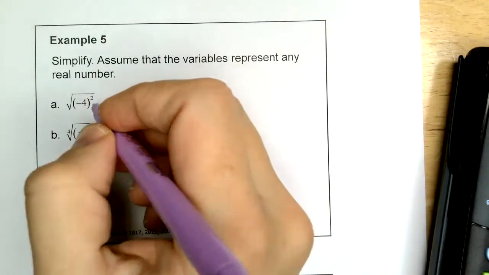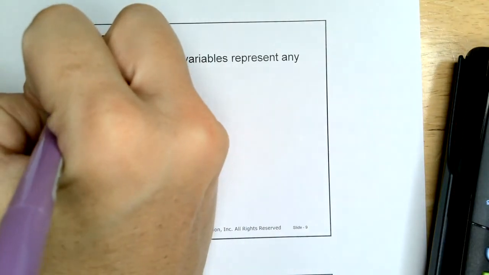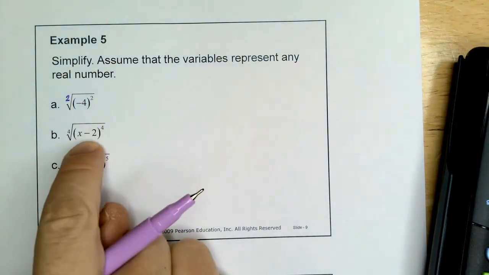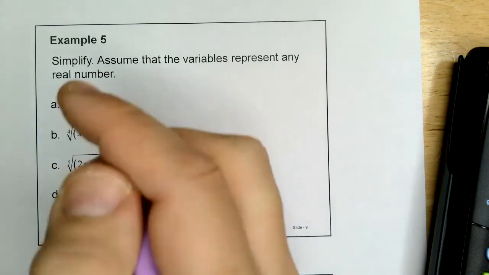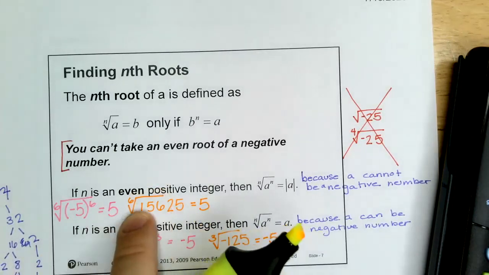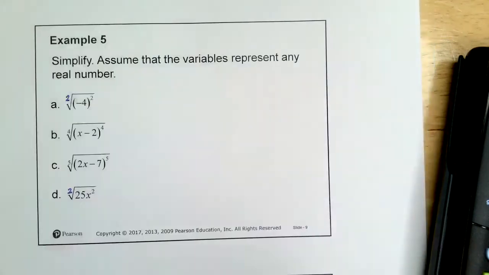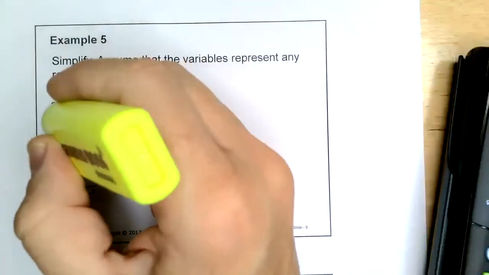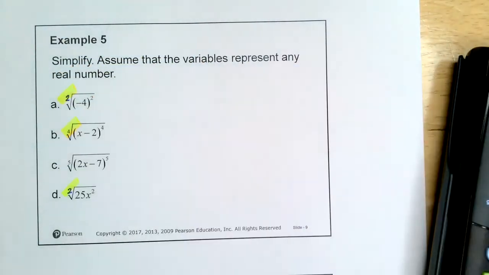All right. So here we have 2, right? An understood 2. We have 4. We have a 5, and this is an understood 2. So I want to highlight the even roots. Okay. If it is even, it needs the absolute value bars. This one's even, this one's even, and this one's even. These need the absolute value bars when we're solving it.